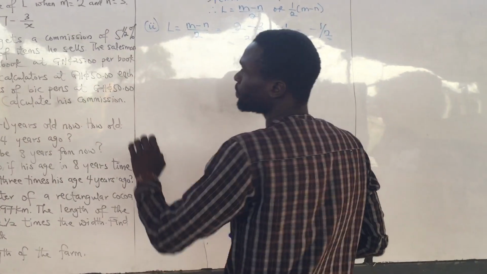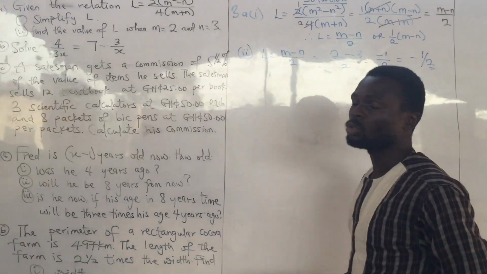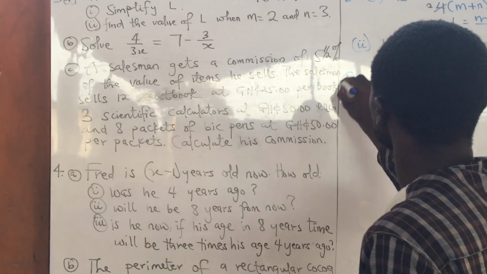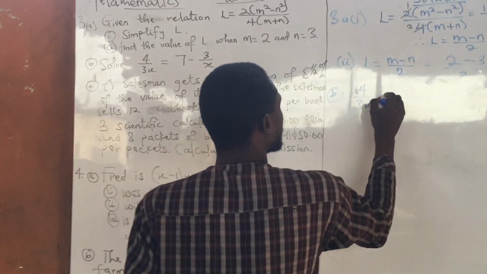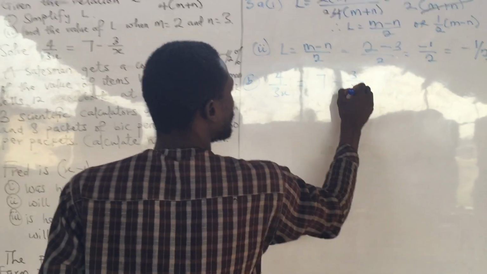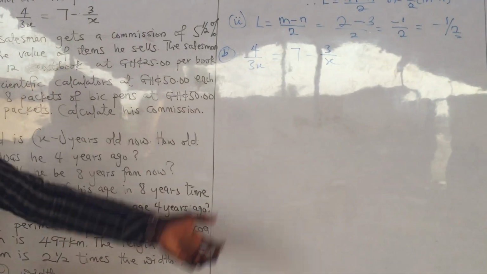Then you have the (b). The (b), you have been given an equation to solve. And what is the given equation? (b), we have been given 4 over 3x is equal to 7 minus 3 over x. What do we want? We have to solve.